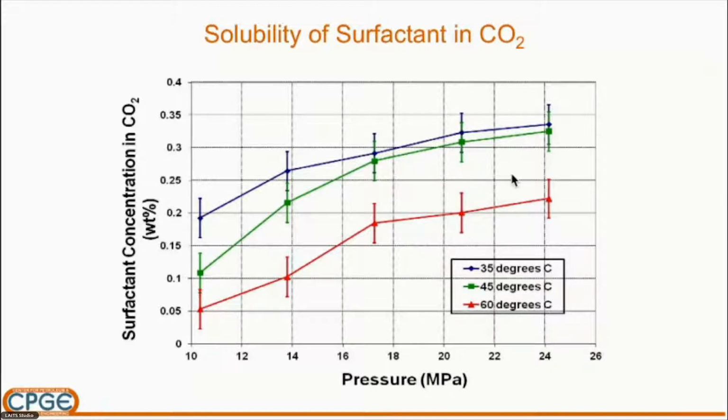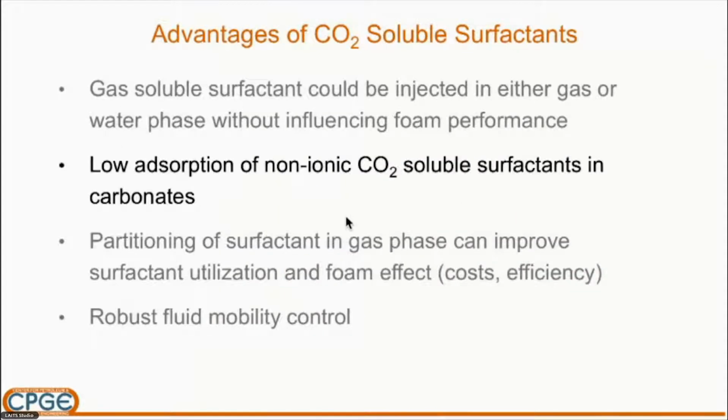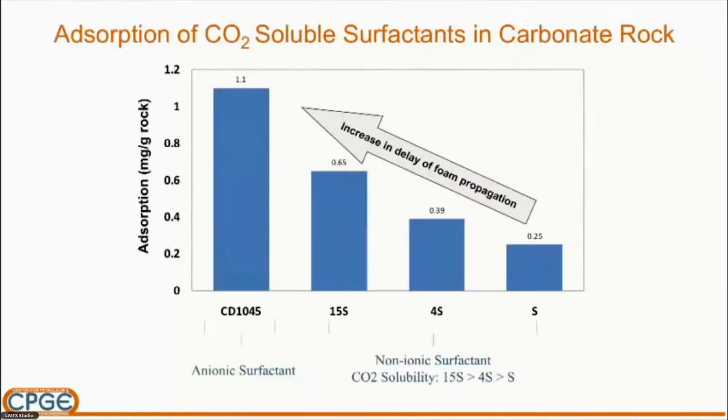The higher the pressure, the more surfactant you can load into the CO2. The second advantage of the non-ionic CO2 soluble surfactant is that it exhibits low adsorption on carbonate rock. This is one example showing the adsorption of non-ionic CO2 soluble surfactant compared with conventional anionic surfactant. You can see that the adsorption is increasing, right? And the more surfactant adsorption, the further delay of foam propagation.